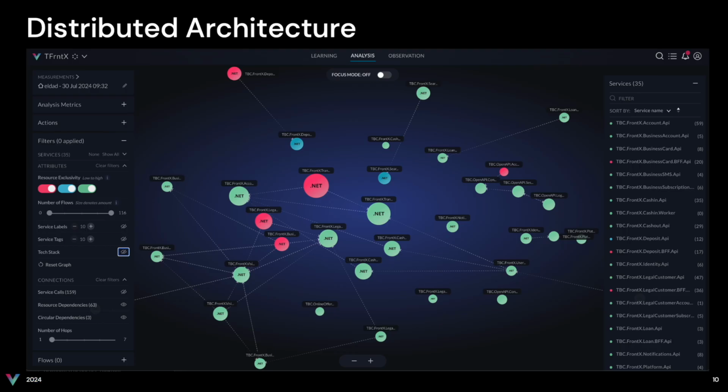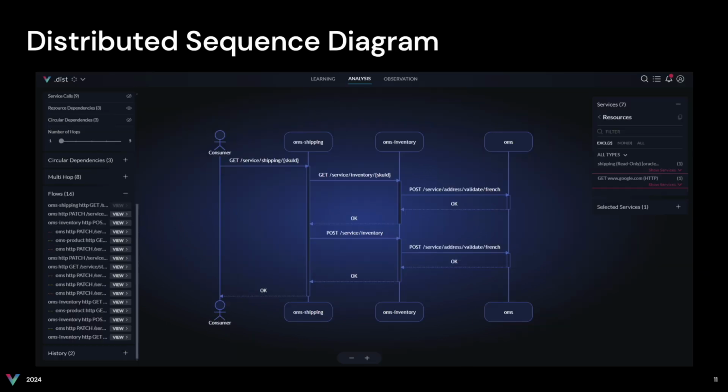Here is a visual representation of a distributed architecture, presented within minutes after installation. This is an exportable, automatically generated sequence diagram of flow in the system. vFunction generates these diagrams for all flows, enabling your developers to quickly onboard and understand complex systems.